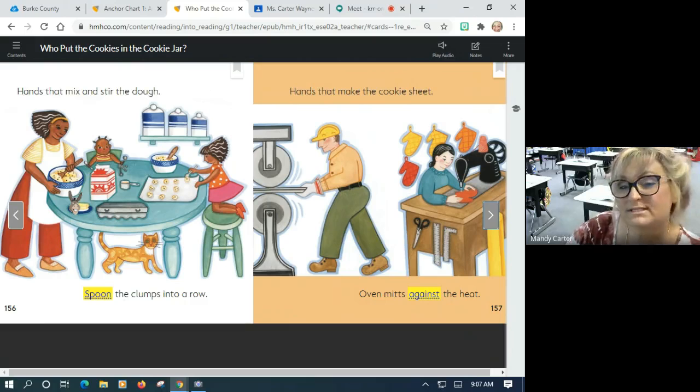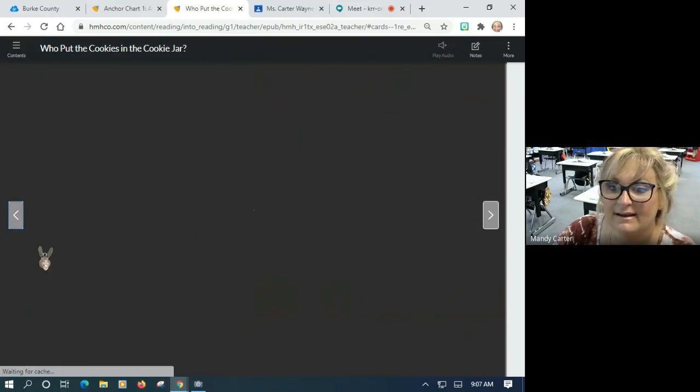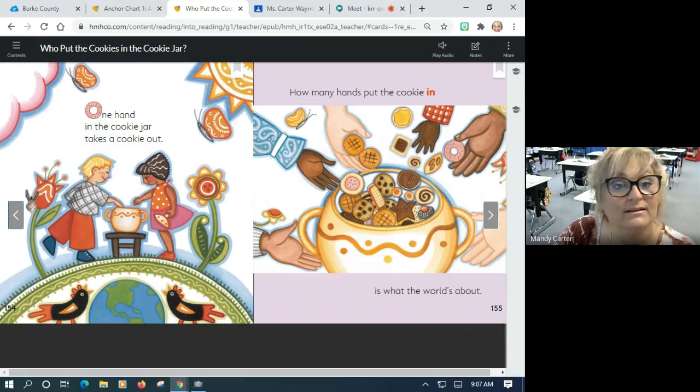I want you to stop for a minute and in your mind, make a prediction of what you think is going to happen in the story, what you think the story is about. I can tell by the title that it's going to be something about cookies. Let's read it and find out if your prediction was correct.